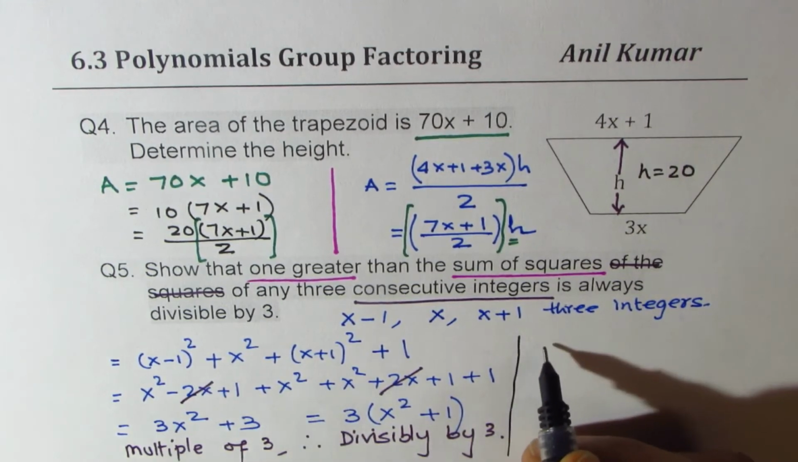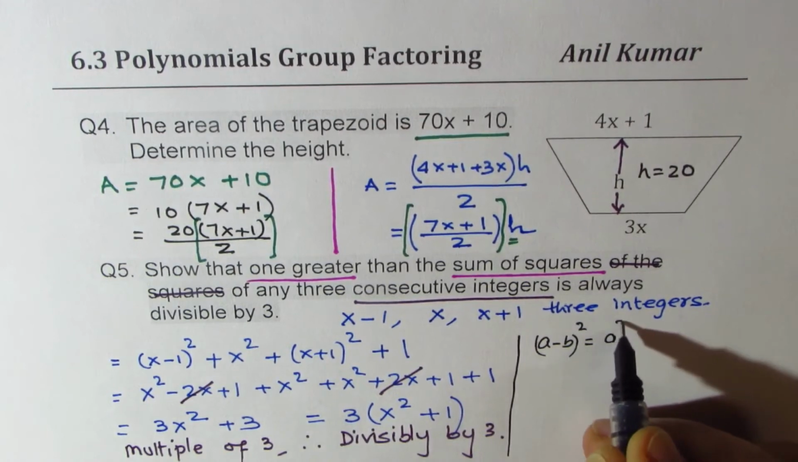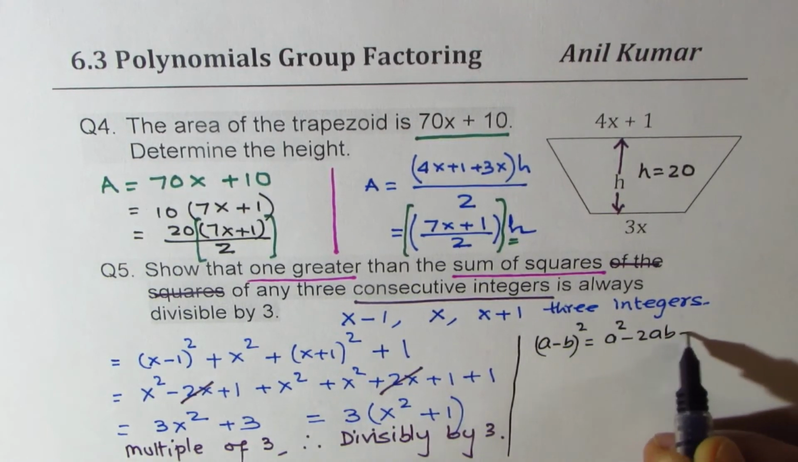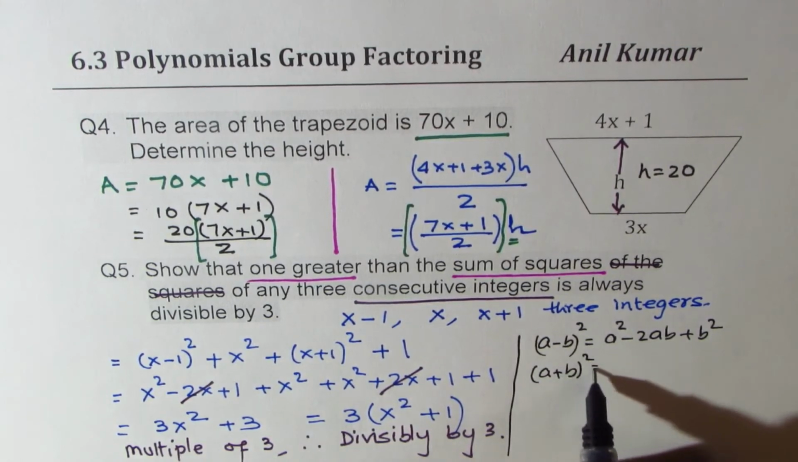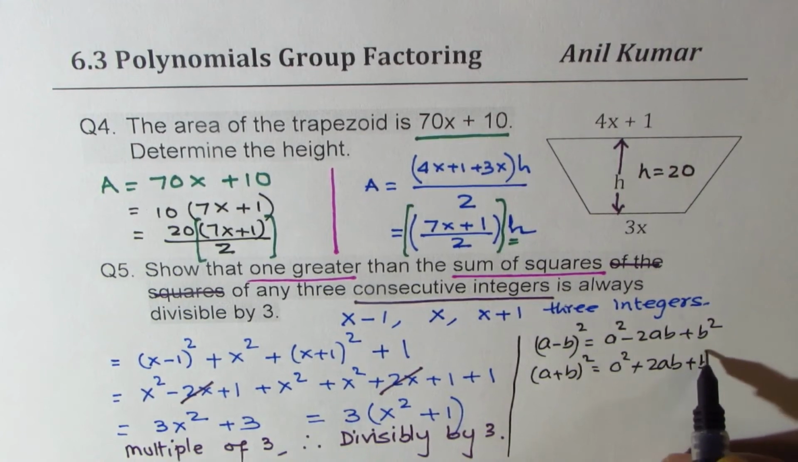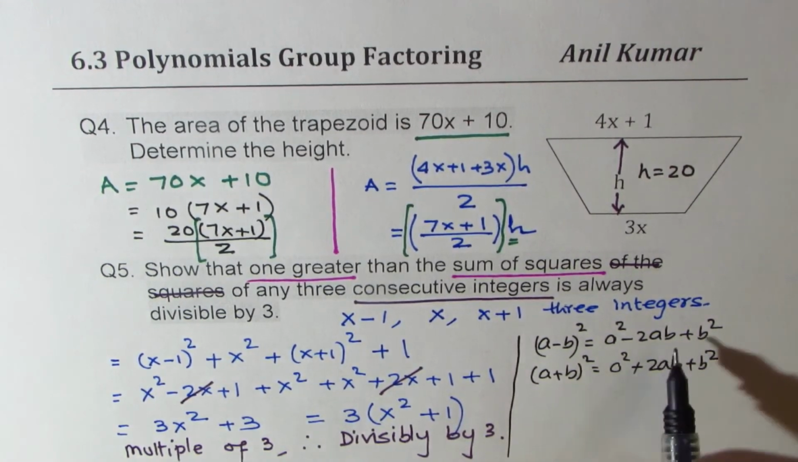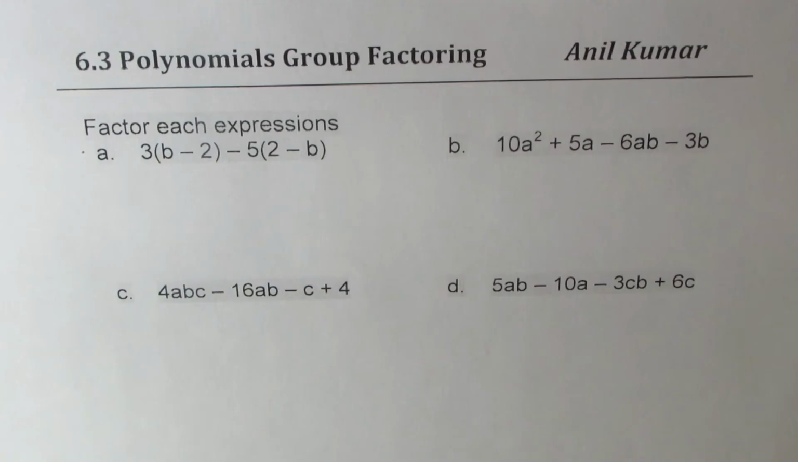We learned them earlier. One is (a minus b) whole square, which is equal to a square minus 2ab plus b square. Then we had (a plus b) whole square, which is a square plus 2ab plus b square, right? So I applied these two formulas to expand the two terms here with square, and then simplified and did group factoring to get the result. This is a very important question from a test point of view. I hope you appreciate it.